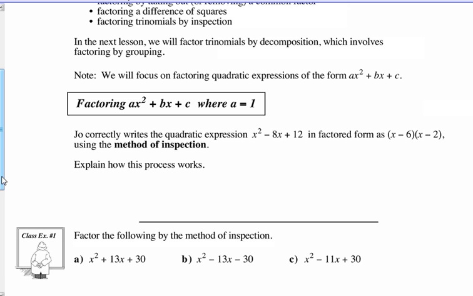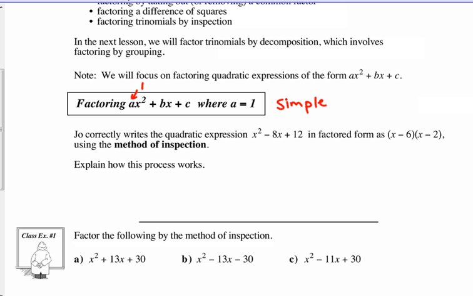So Joe correctly writes the quadratic. We're looking at when the a value here is 1. Do you remember what we call that? What type of trinomial when the a is 1? It is a quadratic because x squared, but it's a simple trinomial. Simple. Okay, so Joe correctly writes the quadratic expression in factored form using the method of inspection. So what did she do?